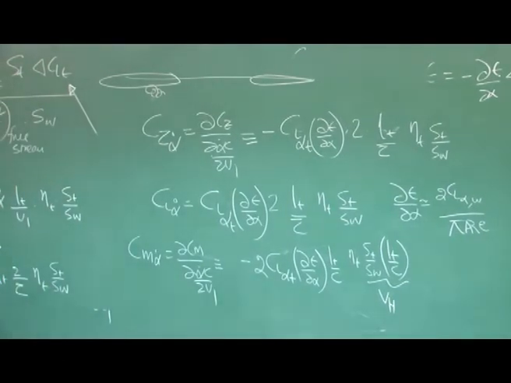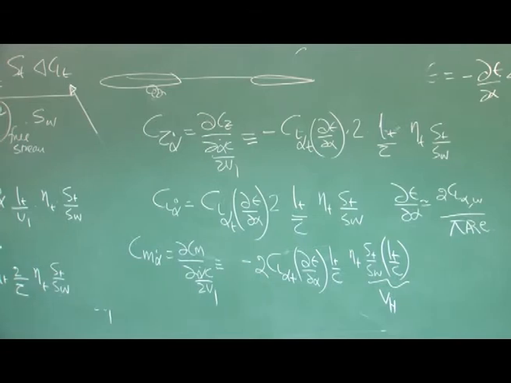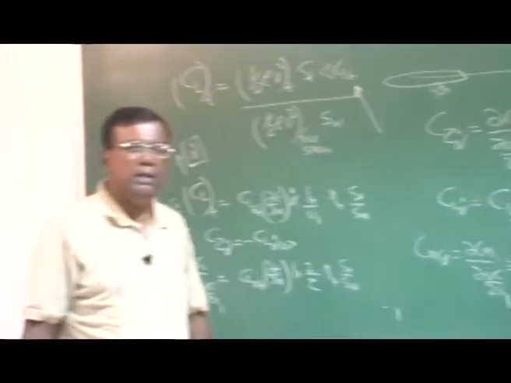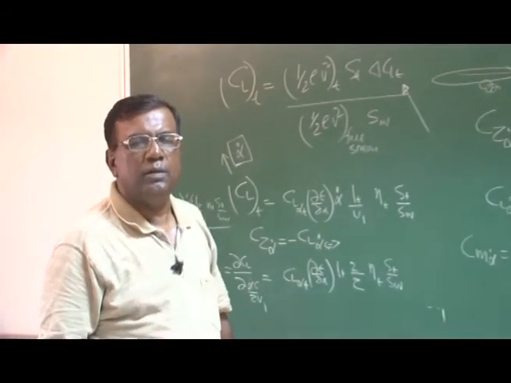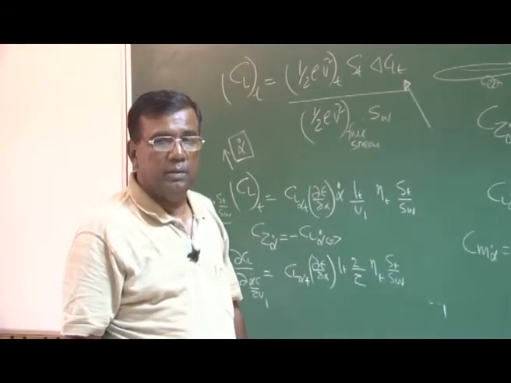So, we have now done CM alpha dot, CL alpha dot, and typically you will find the CM alpha dot value for most of the low speed airplanes around 20 to 30% of the CMQ derivative. Okay, right.